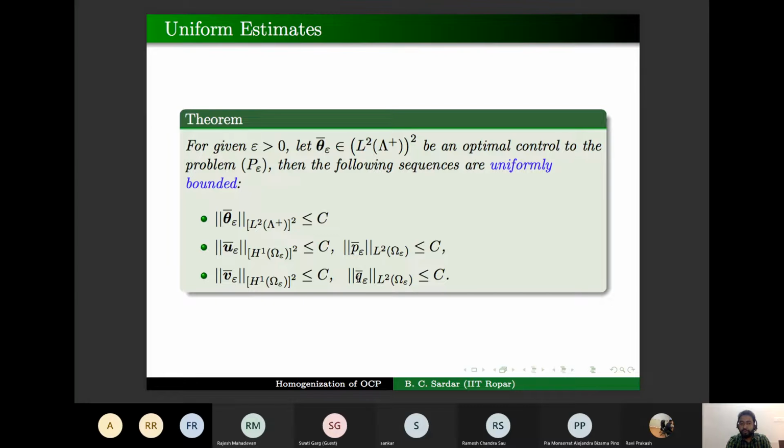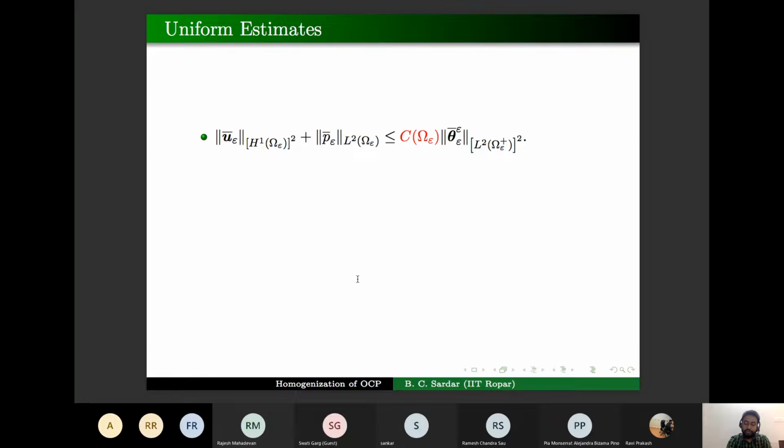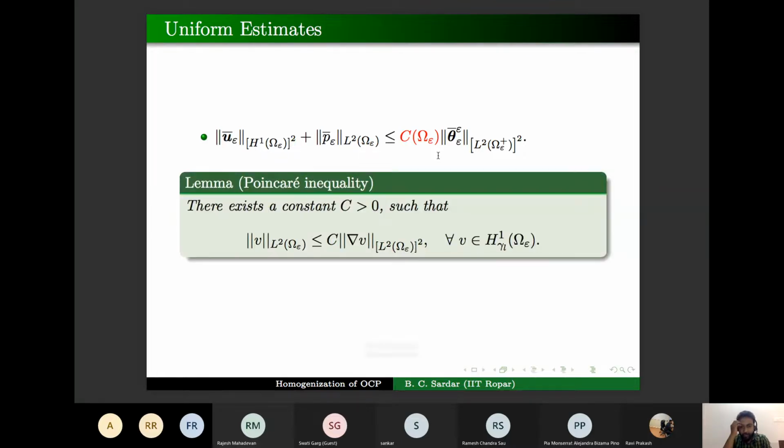To prove this uniform estimate, we need a few lemmas and inequalities, like the standard Poincare inequality. We also need the Bogovskii operator theorem, and I'm going to discuss it now. First, from the a priori estimate of the Stokes operator, we have this estimate for U epsilon in the Sobolev space plus P epsilon bar. Then we get a constant C that, in general, depends on the domain omega epsilon. Fine. So we need a uniform estimate.